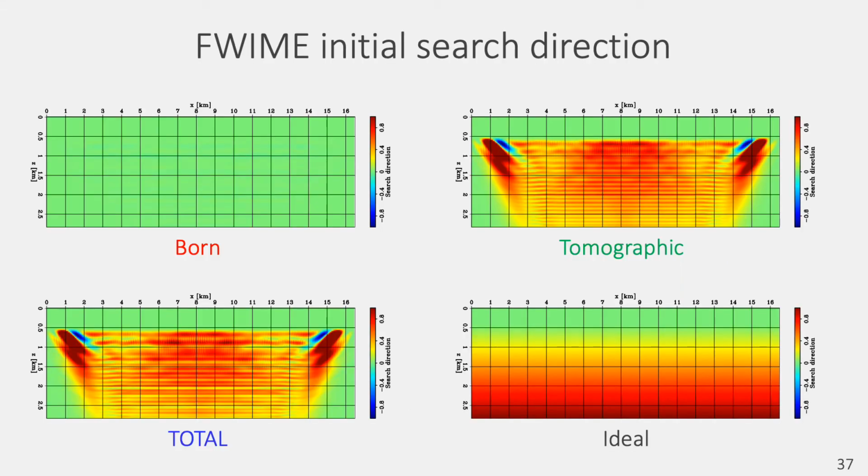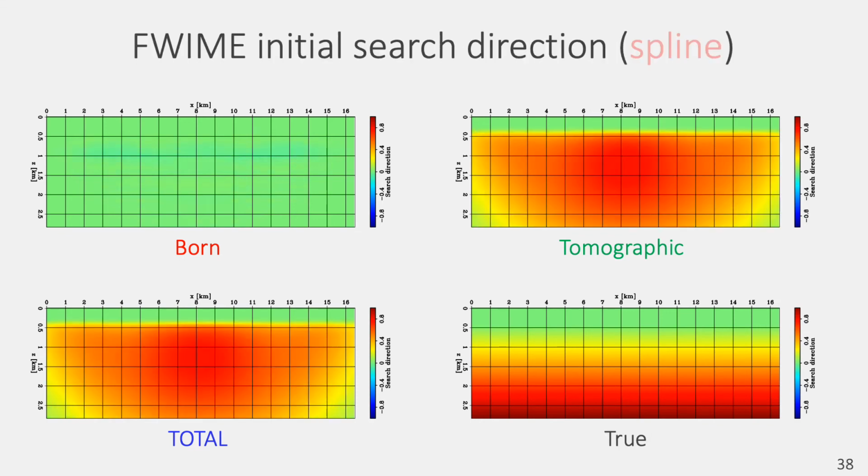Now we compute our first FWME search directions on the finite difference grid, and all panels are displayed on the same color scale. And notice that the amplitude of the Born component is already overwhelmed by the tomographic one, before we even apply our spline parameterization. The total FWME search direction shown on the bottom left panel seems very promising. And here this search direction was computed with the exact same mechanism as we used for the borehole and the MORA datasets. Indeed, after mapping onto the spline grid, we obtain a smoother and even more promising initial search direction.